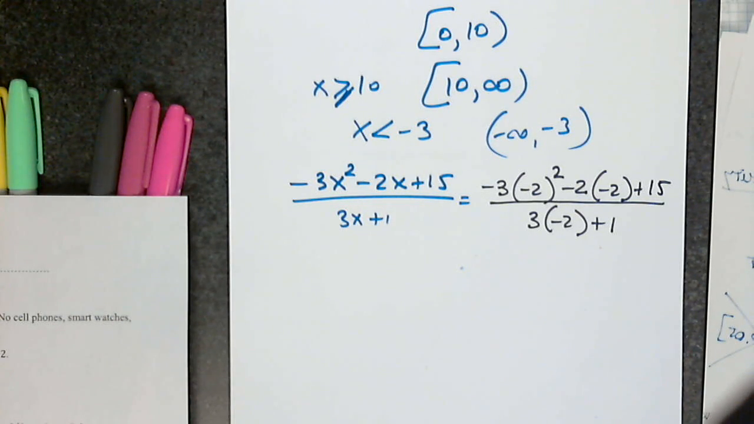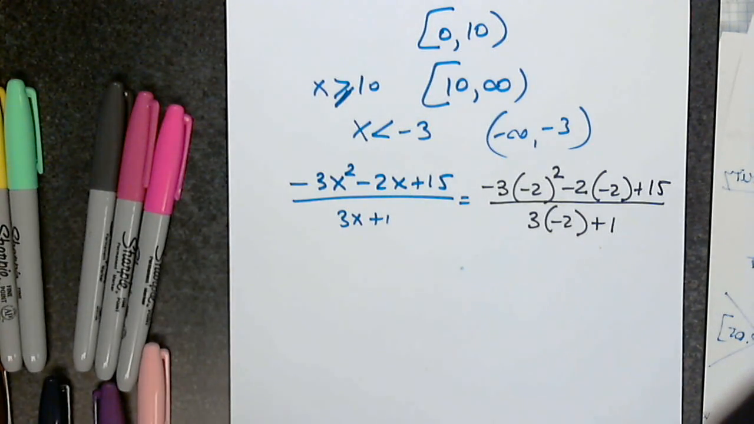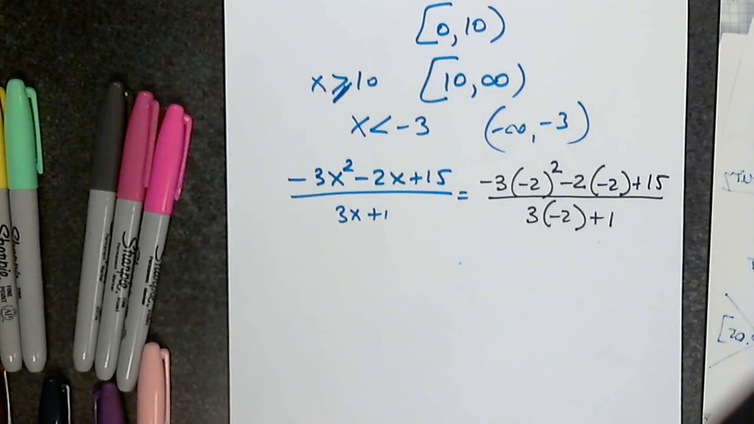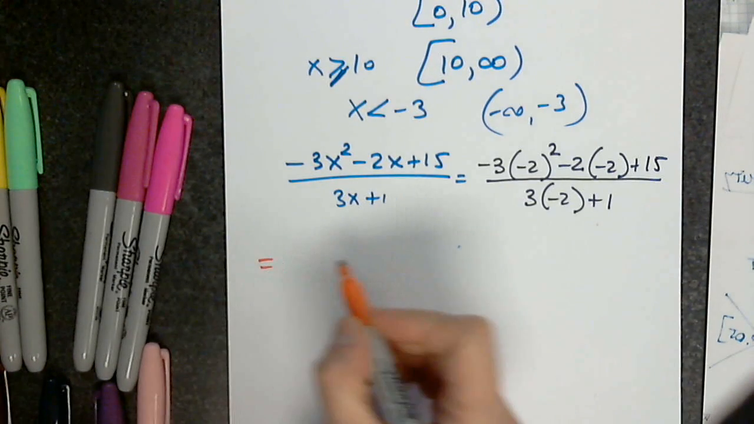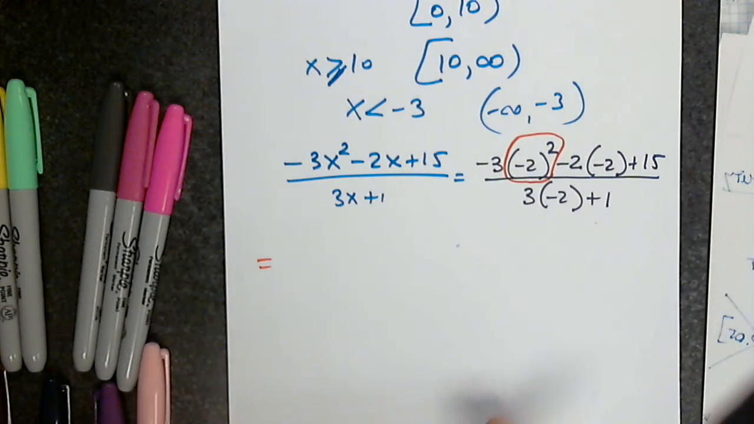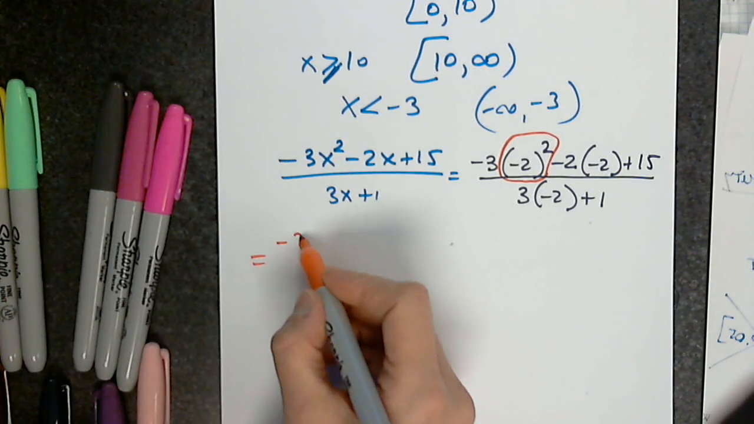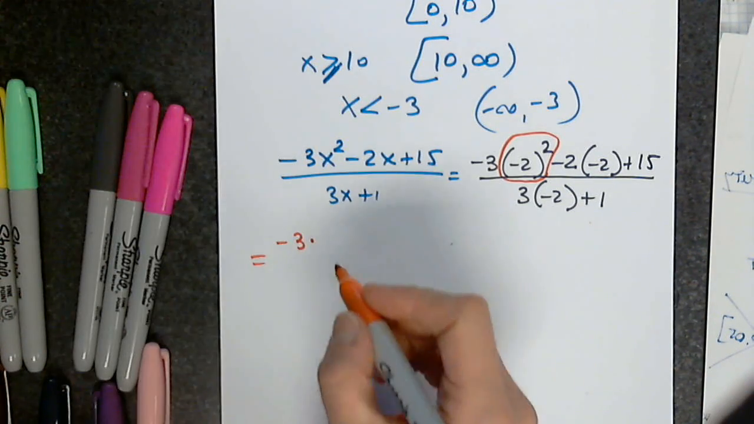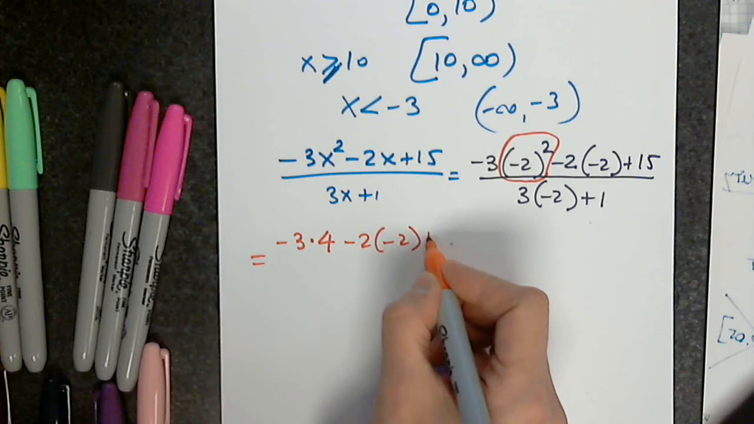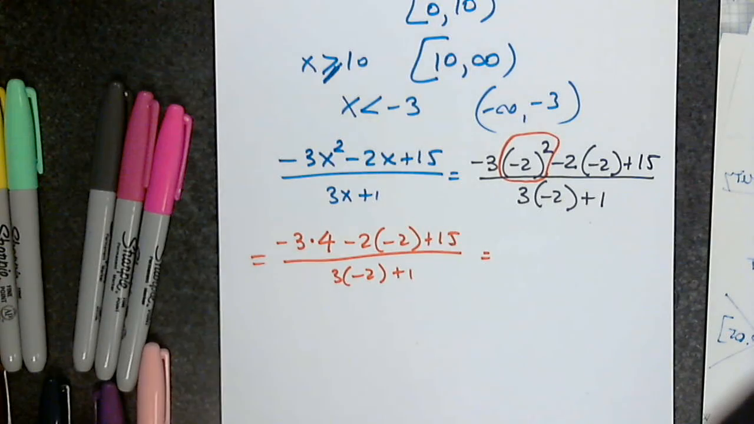Mandatory first step. Next, I ask myself, what is the first step in simplifying this? I have to start with the exponent, not parentheses, but the exponent. The power is first. So this gets replaced, and if I have any difficulties, I will copy everything slowly. -3 multiplied by, how much is -2 squared? 4. Minus 2 times -2 plus 15 divided by 3 times -2 plus 1.